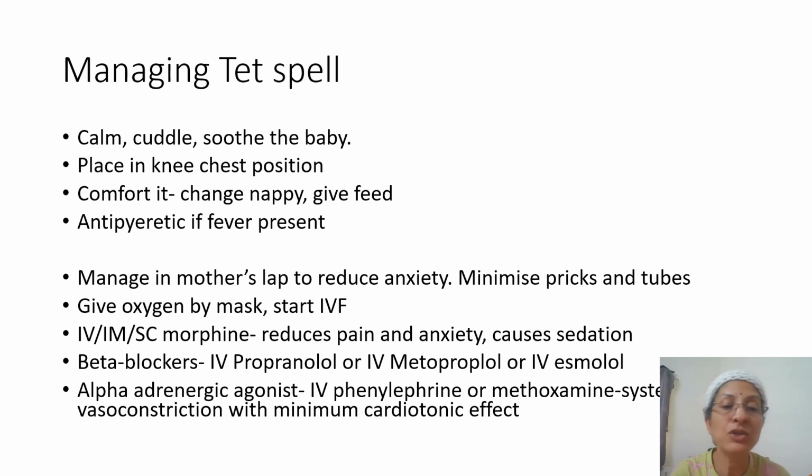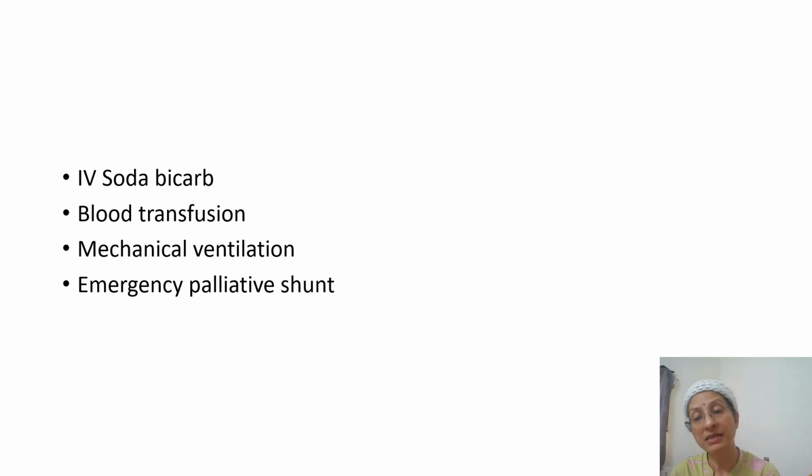What do the beta blockers do? Yes, if you give, for example, propranolol to the child, then how does it abort the TET spell? It is an anti-sympathetic drug, and therefore a sympatholytic drug as we'll call it, and thereby it will have the effect of aborting the TET spell. There are some more drugs.